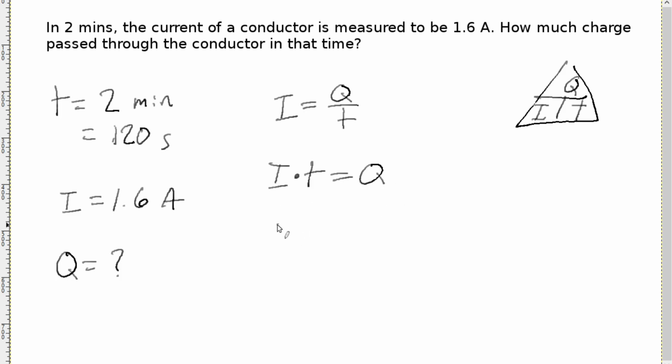And then we can just plug everything in. So we have 120 for our time. We have 1.6 for our current. And multiplying those together should give us our charge. So 1.6 times 120, and we end up getting Q equal to 192 coulombs.